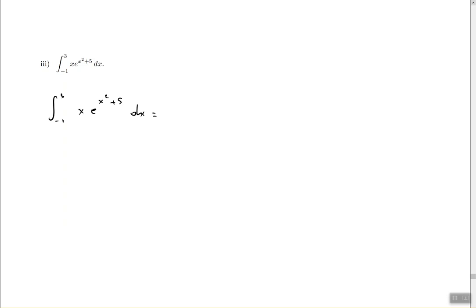The last example in this section also happens to have a base e, so the u is going to be the power, and the du is going to be the derivative of x squared plus 5, which is 2x. So that's what I started by writing.